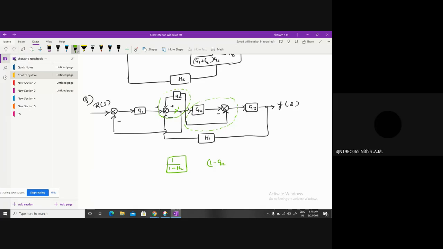Okay. And then that is going to make a product. So look at here, 1 minus G2 is in series with G3. So it's a product with G3. So this is the first step where we can make a reduction here.